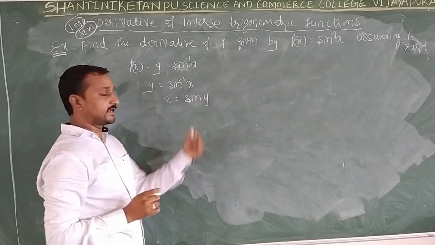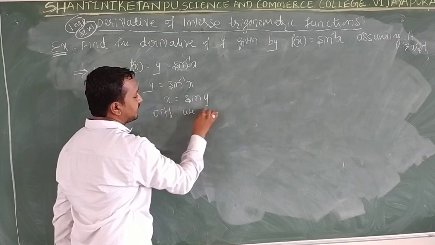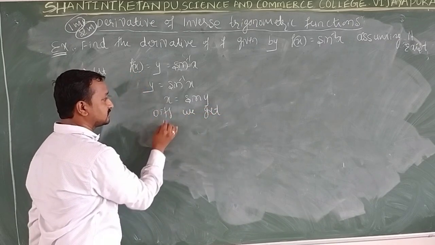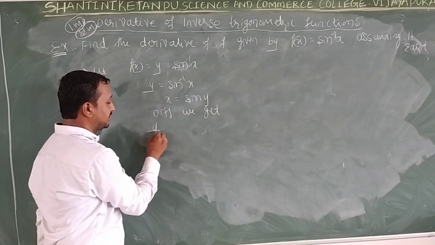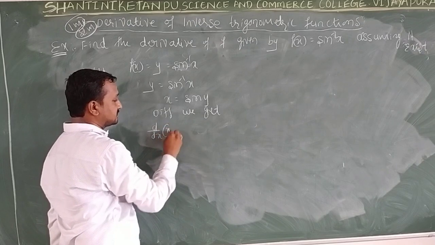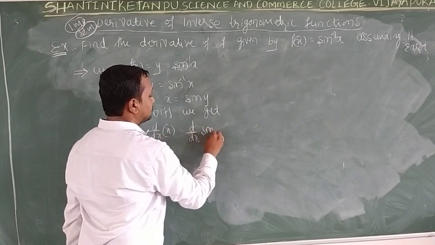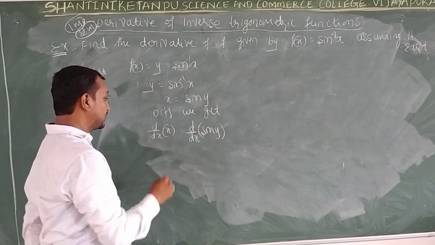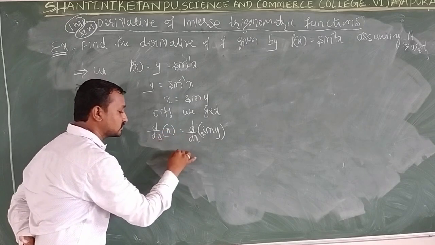Then we differentiate. So I can directly apply the derivative: d by dx of x is equal to d by dx of sine y. We already know that d by dx of x, the derivative of x with respect to x, is 1.